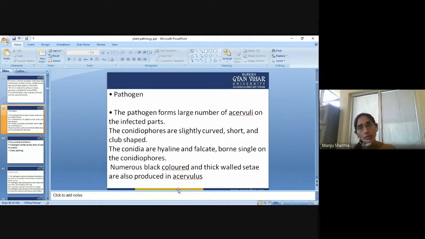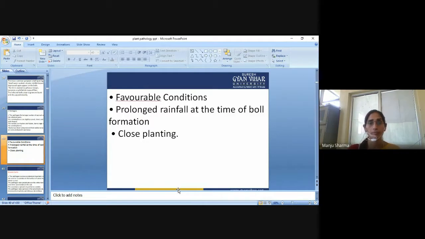Basically, in different types of fungi, the names of the spore-bearing structures are also different. In some there are acervuli, in some conidiophores, and in some fungi, like Puccinia, there are other structures. The favorable conditions are prolonged rainfall at the time of boll formation and close planting. These are the favorable conditions for the pathogen.